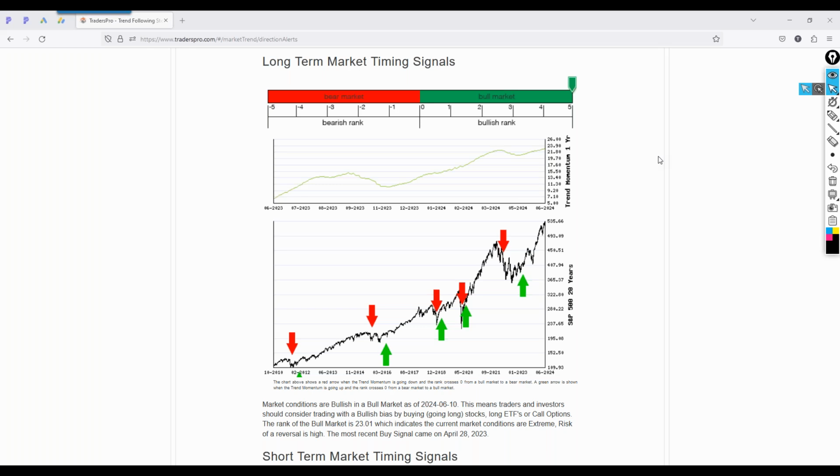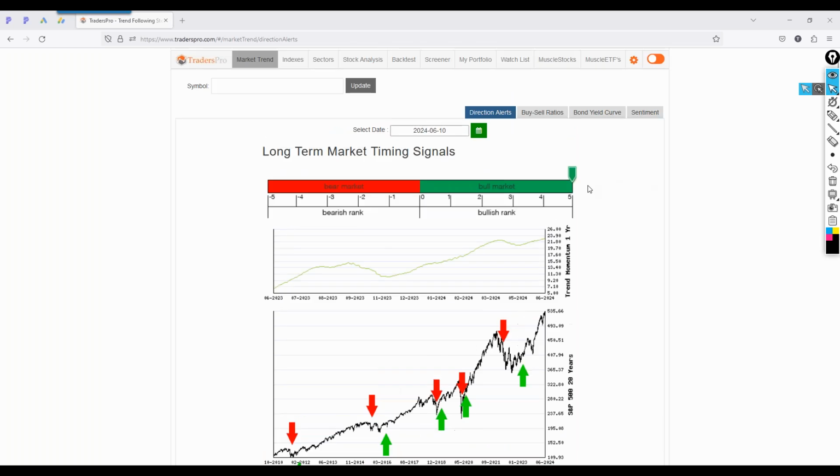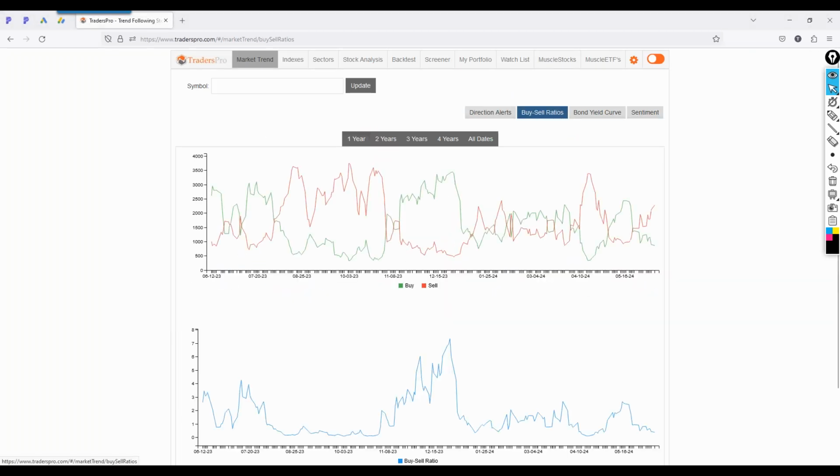We may get some sideways chop. We may get a retracement. It may take the rest of the year. We may rally higher. There's a lot of things that could happen from this point on. So then we want to switch down a little bit more to the shorter term trend. These shorter term indicators are going to help us decide.